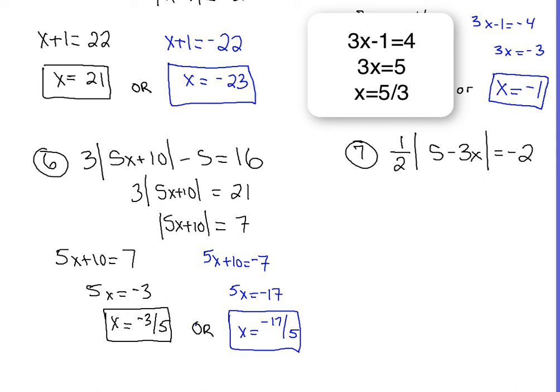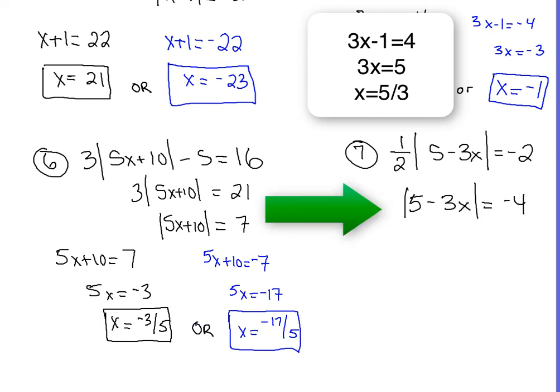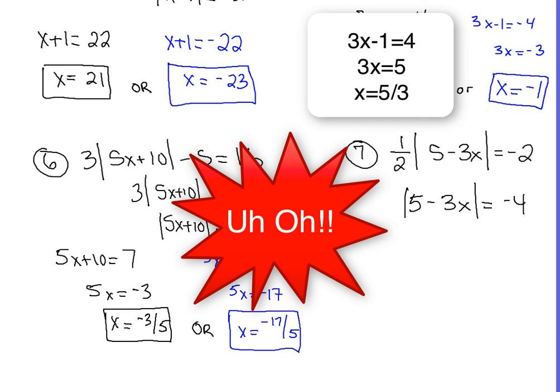Now for problem number 7, there's a couple of things we want to take a look at. The first thing is the 1/2, and we're going to need to go ahead and get rid of the 1/2. So to do that, we're going to multiply both sides by the reciprocal of 1/2, which is 2 over 1 or just 2. After we do that, we'll end up with the absolute value of 5 minus 3x equals negative 4. But here we have an issue.